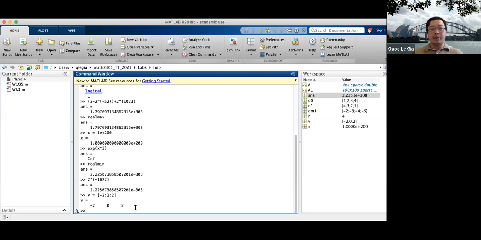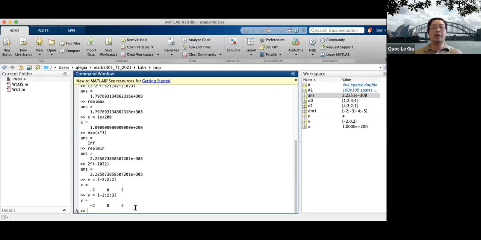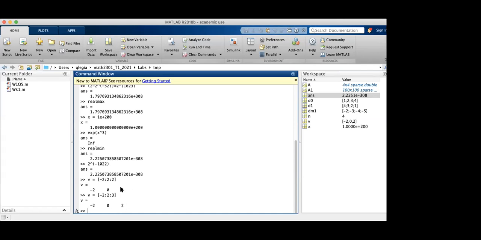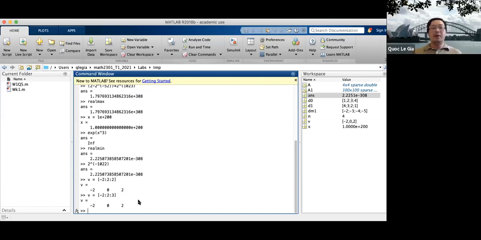So remember, if I give something like this, minus 2, increase by 2, but now I stop at 3, then what do I get? What do I get if I stop at 3? I still have minus 2, 0, 2, right? Because it stopped before it got to the limit. But be careful if the increment is negative.